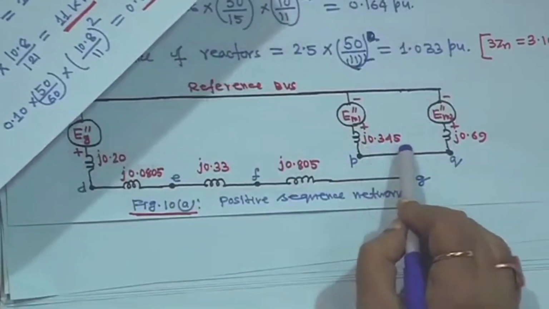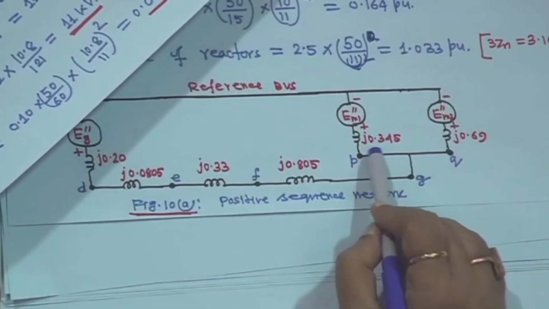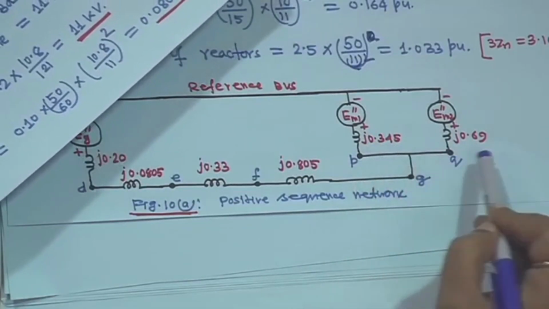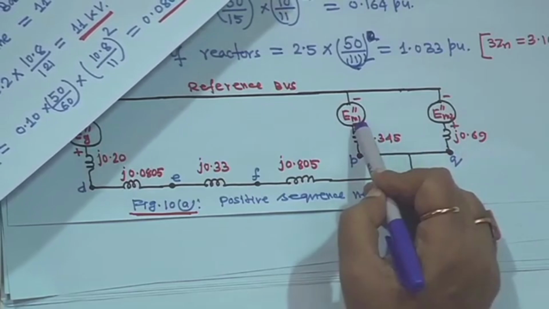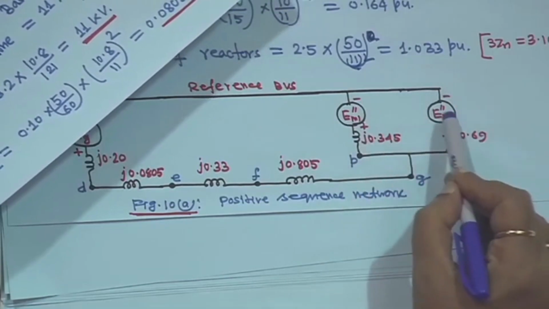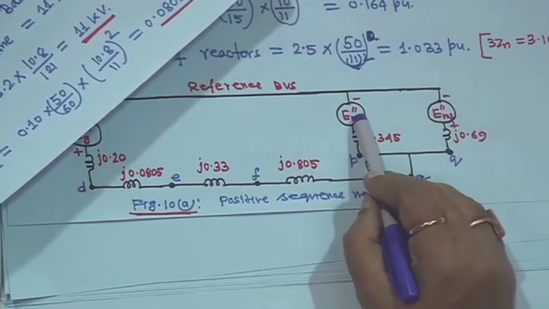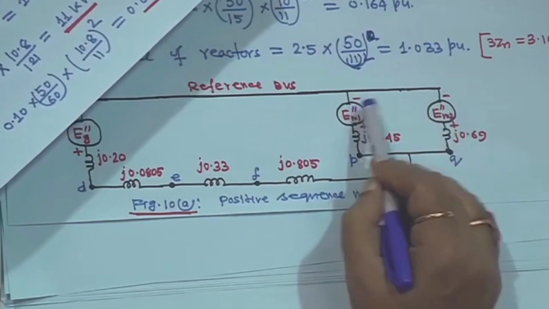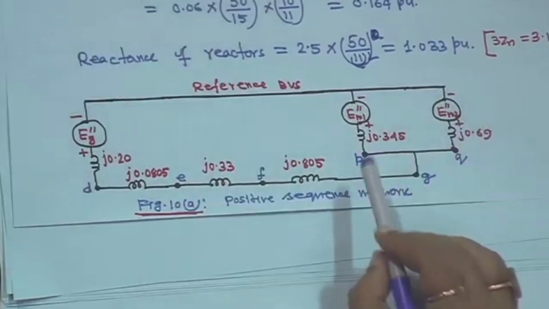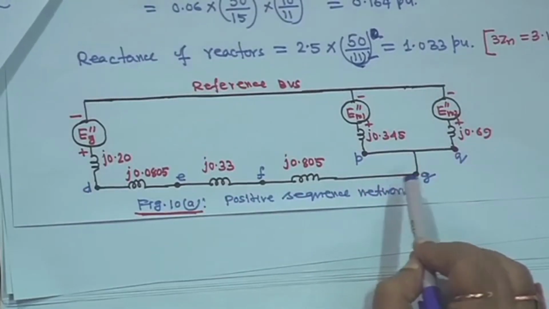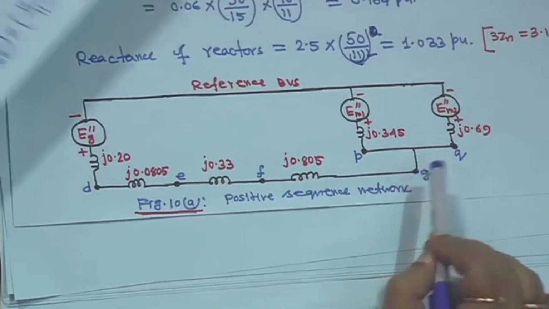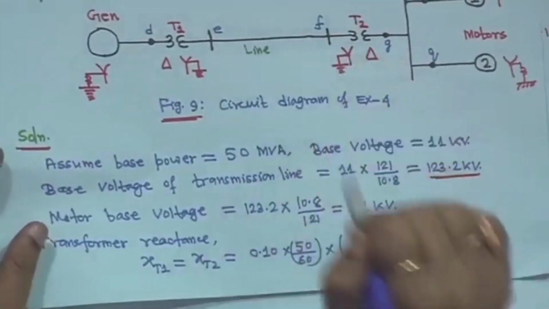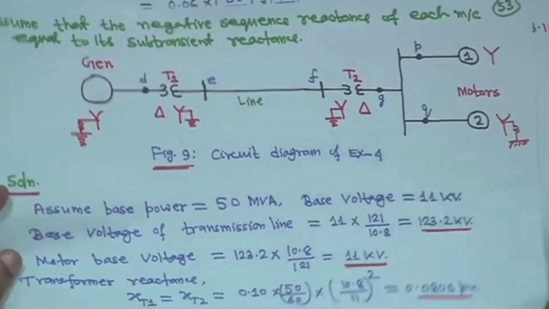So, these parameters are also computed for the motor: this is j0.345 and this is j0.69, this is EM1 double dash, sub-transient, and this is EM2 double dash. This is plus minus, this is plus minus, connected to the reference. So, this is the positive sequence diagram for this whole circuit.